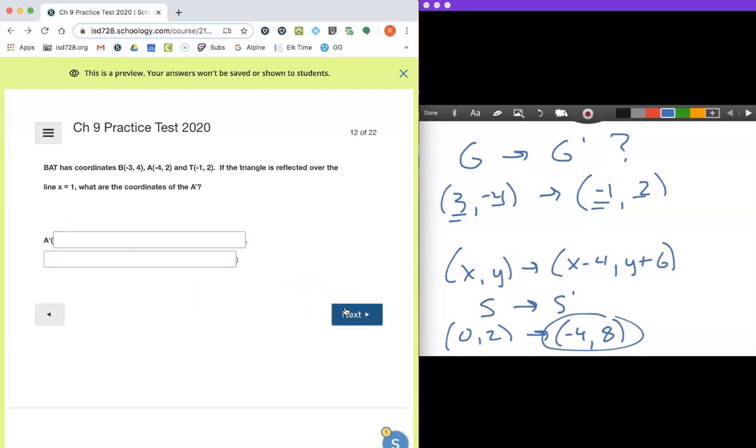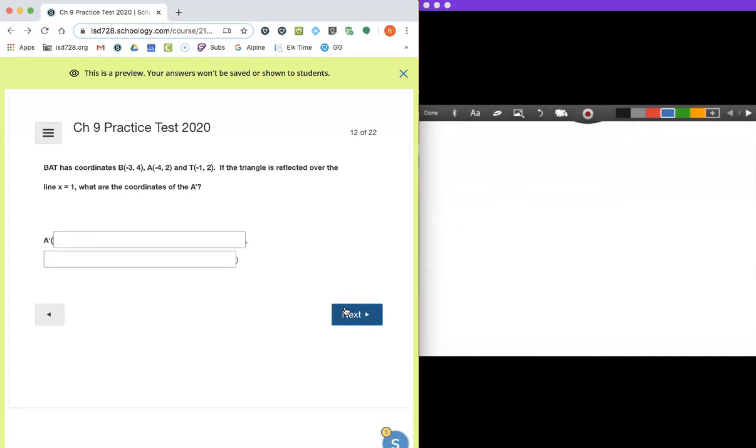Okay. Let's see, we have BAT having coordinates of, you can read those. If a triangle is reflected over the line x equals 1, what are the coordinates of the A prime? So I'm going to go back to the graph for this. Here's the point A, because we're looking for what's A prime. So I'm just going to draw A in there. It's at negative 4, positive 2. So there's A, right there.